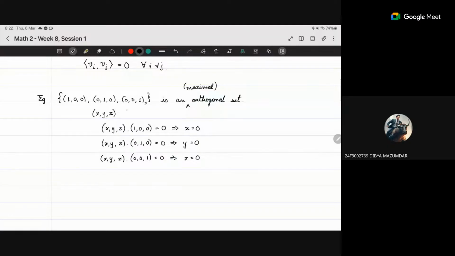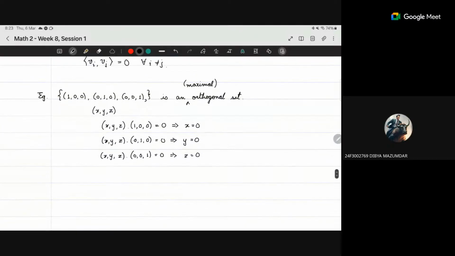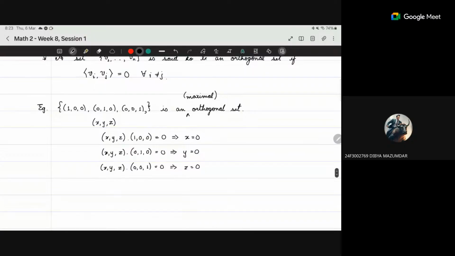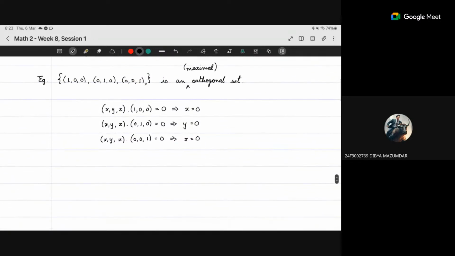Of course, if I add the zero vector, it will always remain orthogonal. But we take non-zero vectors. So addition of any non-zero vector will force it to be not orthogonal. So in that sense, it's a maximal orthogonal set. Not too much to worry about this point. As far as you understand that 1, 0, 0, 0, 1, 0, 0, 0, 1 is an orthogonal set, that is sufficient. This maximal orthogonality will come a bit later.